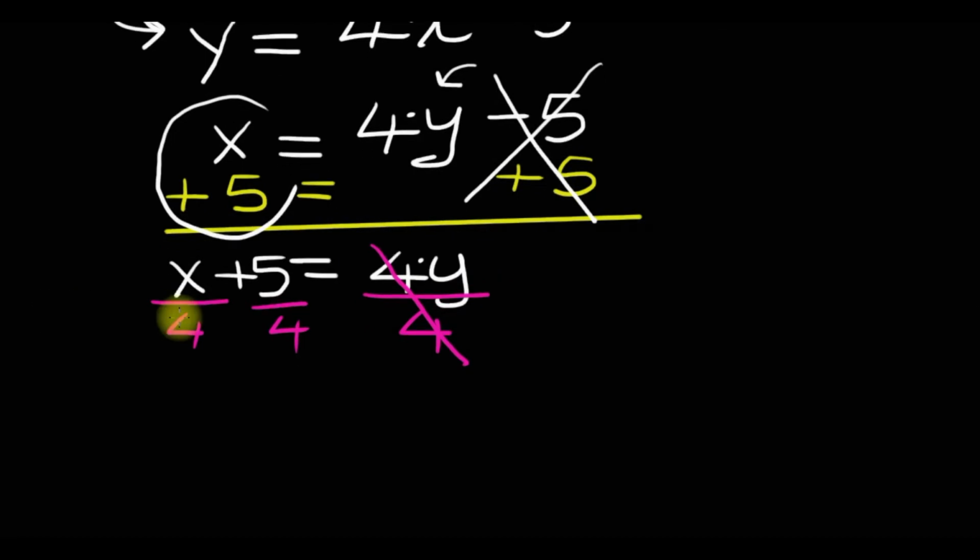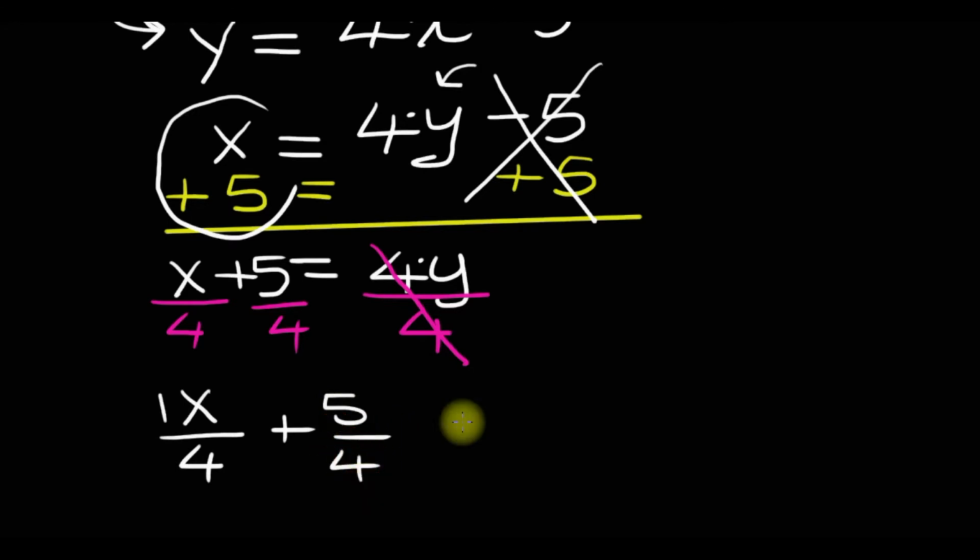Then here you have x over 4, which is the same as 1x over 4, right? And then plus 5 over 4, and that's what y is.